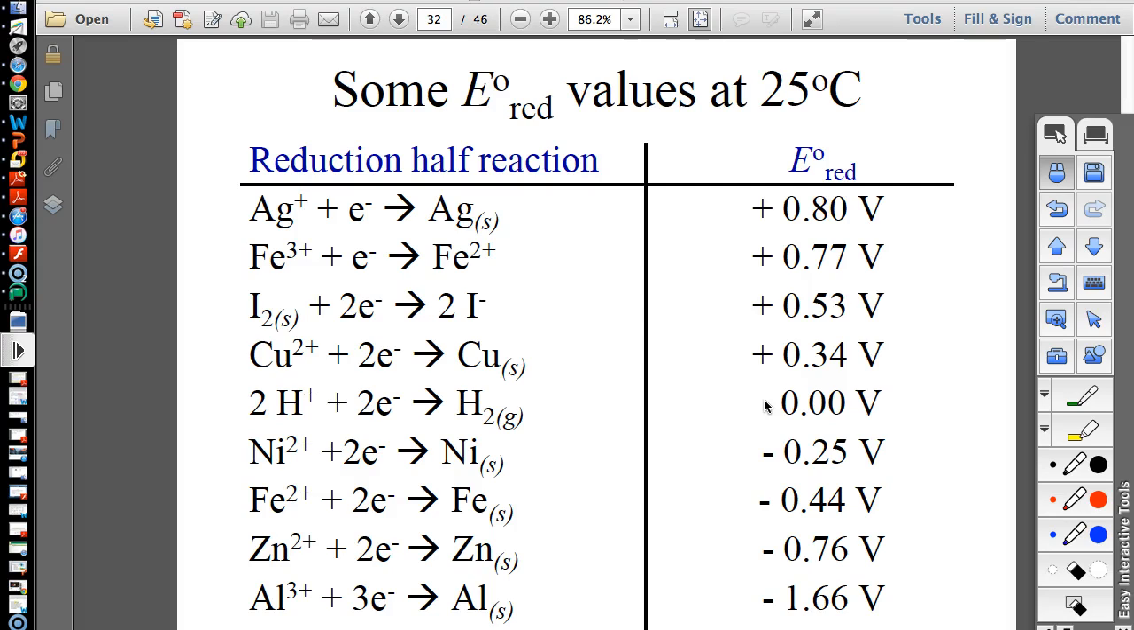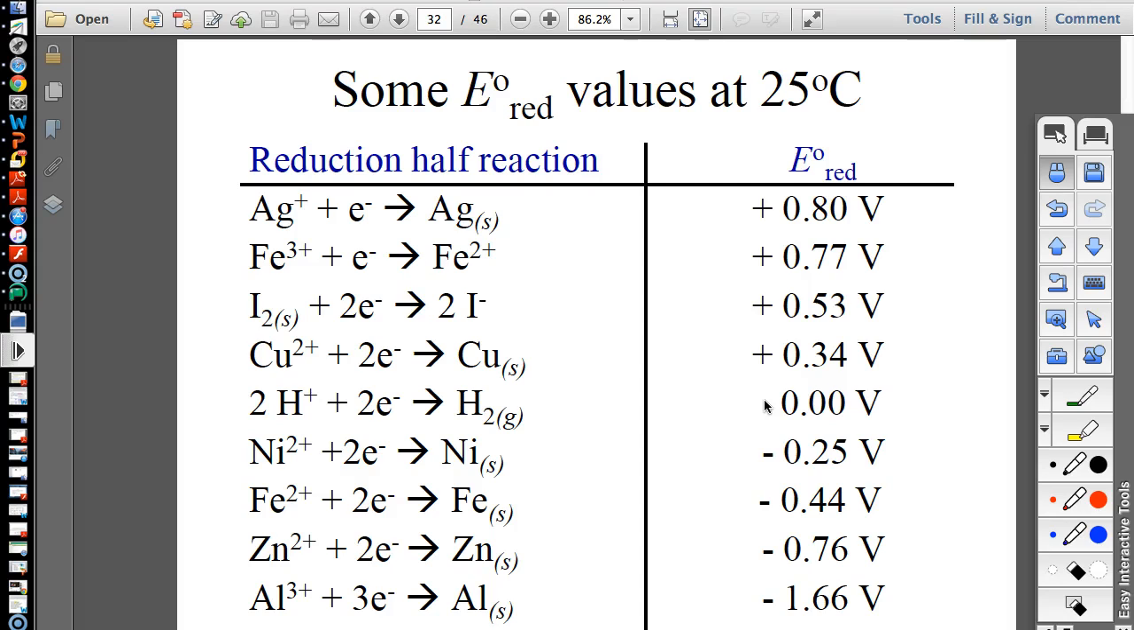So in that cell right there, which one is being reduced, do you think? The copper, right? Because it has a higher reduction potential. And so the copper is getting reduced, and this is the reaction that's happening. The zinc is not getting reduced. The zinc is getting oxidized, right? So when I write that, I'm going to have to reverse it.